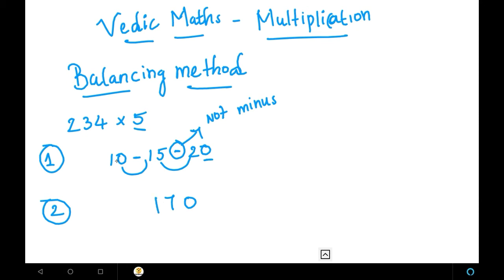And next I have one number left over here. That is the leftmost number. We know that we have to leave the leftmost number and rightmost number. So I am going to write the leftmost number as it is. That will be 1 here.